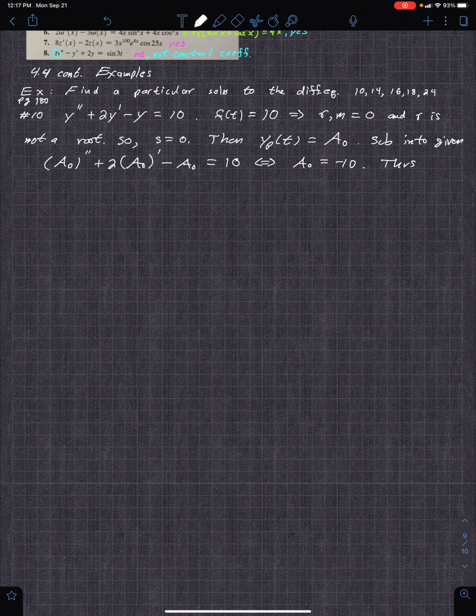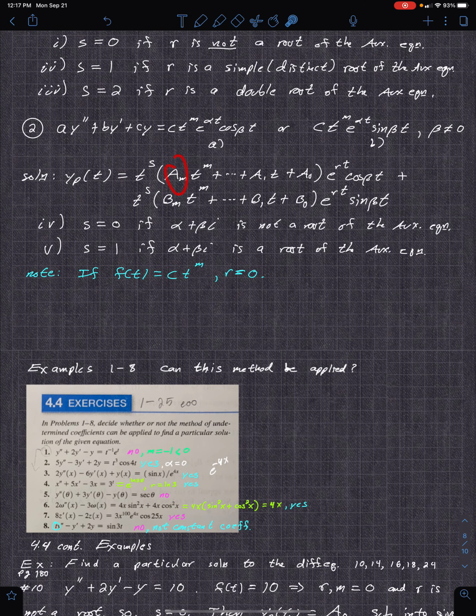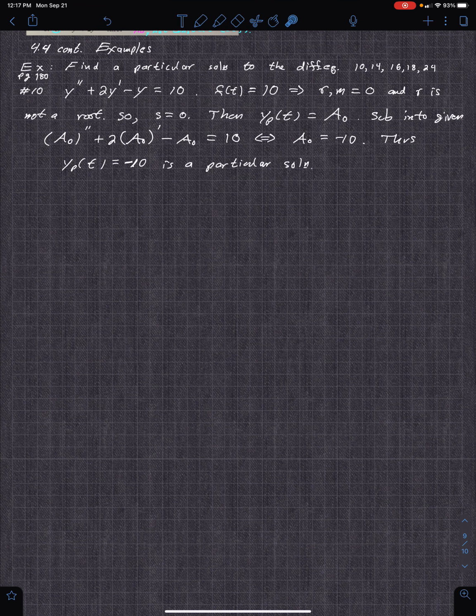So that's your particular solution. So thus, y particular of t is just negative 10. So that is a particular solution. So that's what you're basically going to do: find the undetermined coefficients piece of it is basically finding what these coefficients are, because the rest is the variable part. So you'll substitute it and solve a system, or just an equation like that, because it's kind of easy.